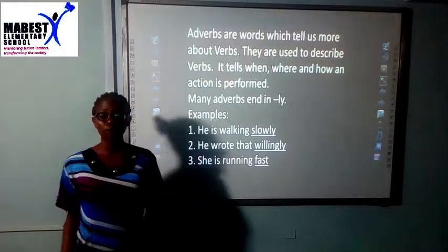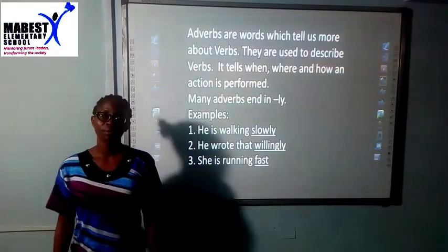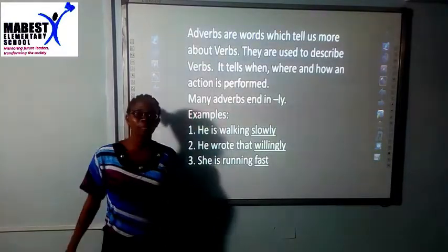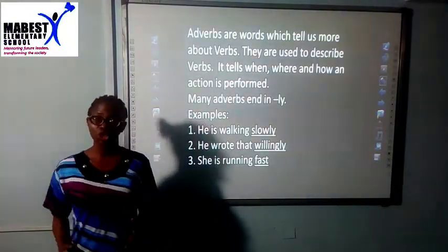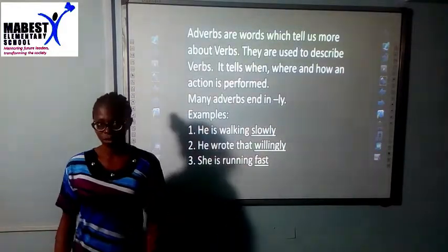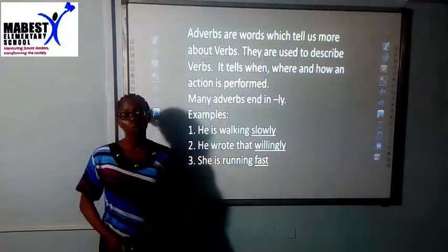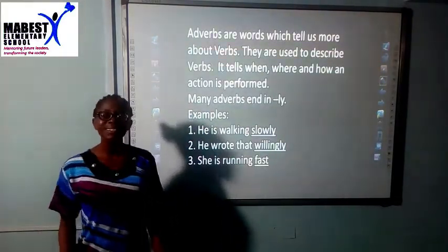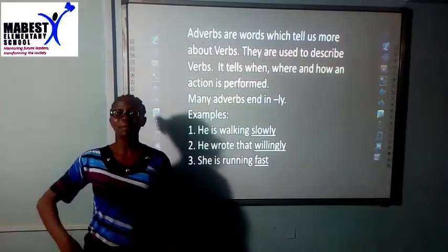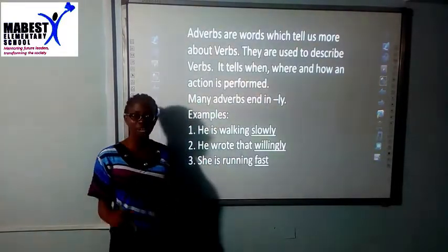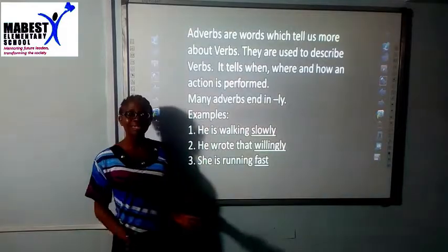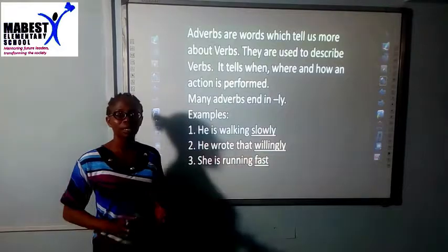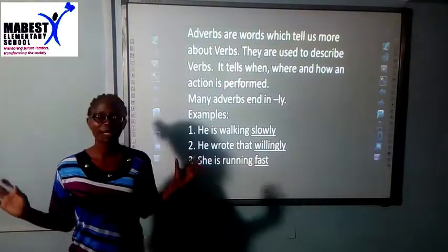The topic before us today is adverb. Adverb is one of the parts of speech of the English language. To start with, what are parts of speech? Parts of speech are all the words that are encompassed inside a language. That is, all the words that we have in English are fully represented inside the parts of speech of the English language.